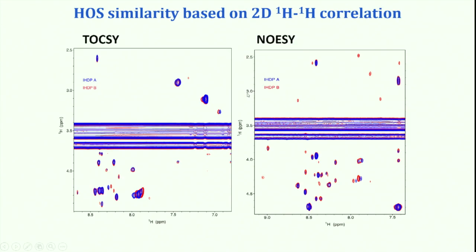Now, this is one of the critical quality attributes of insulin: correct folding. Now, one can compare the two drug formulations, and you can see many of the peaks are matching, but some peaks are not matching. So by doing simple TOCSY and NOESY, you can show the degree of similarity between these two experiments.